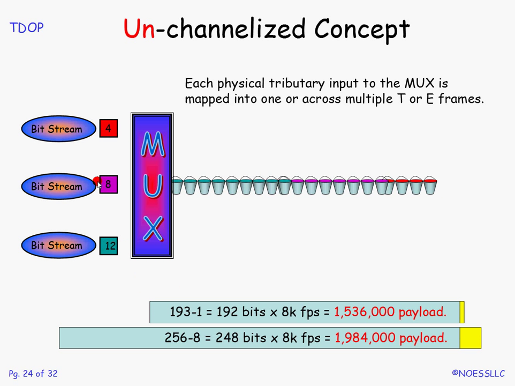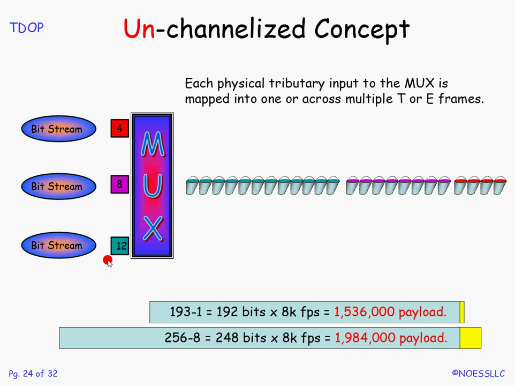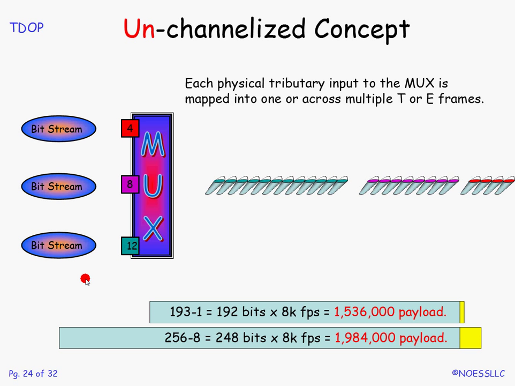So in this case, I'm showing you three different bit rate streams coming into the multiplexer. In this one, I've got a 4-bit package, an 8-bit package, and a 12-bit package. Now, in actuality, this would probably be several thousand bits long. Maybe this was 5,000 bits long, and this one was 10,000 bits long. It doesn't really matter for our overview.